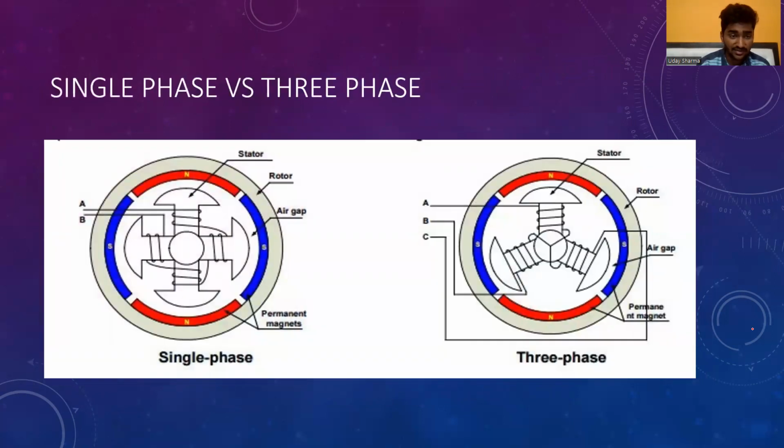Okay, let us discuss the differences between the single-phase motor and a three-phase motor. As you can see here, we have the single-phase motor. It has an air gap, permanent magnets, and a rotor. The rotating part is called the rotor. The stationary part is called the stator. But whereas in AC motors, the windings are given to the stator and it rotates.